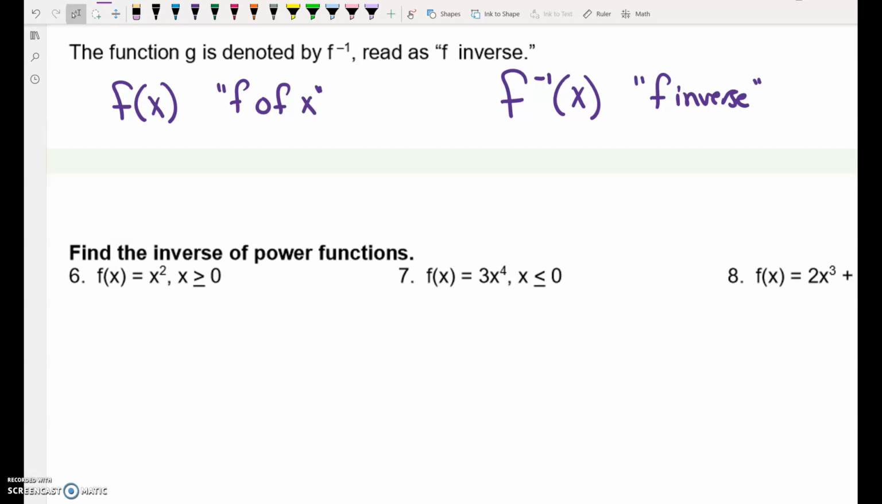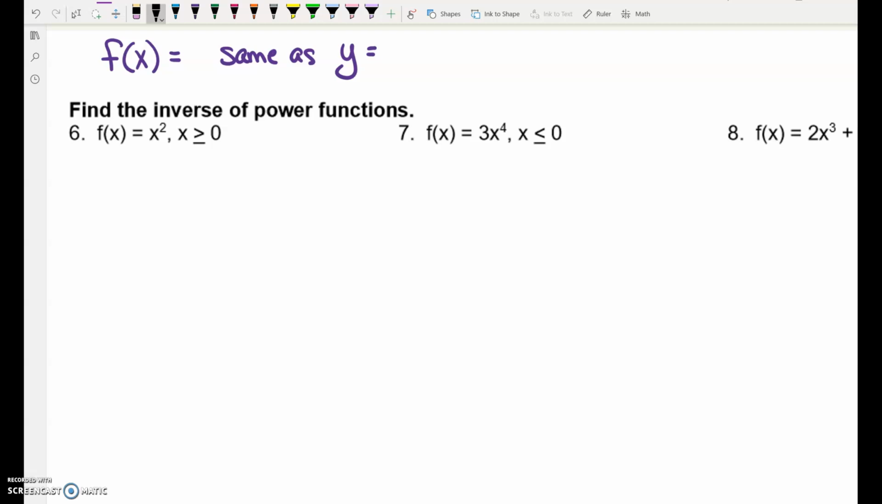Okay, on the next page, number 6, we're going to find inverses, but this time it's written in function notation, which is a little bit funky. You just need to remember that f of x equals is the same as y equals. So honestly, what I do when I'm finding the inverse when it's written in function notation, I just take this f of x and I turn it into a y because it's the same thing as a y.